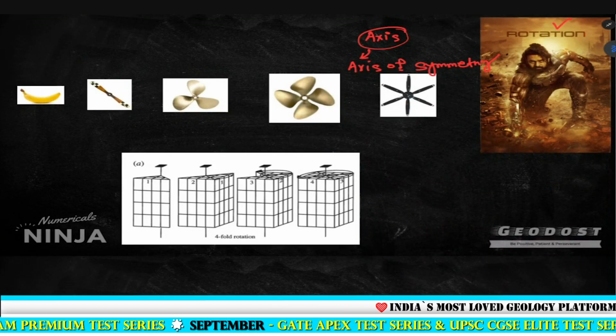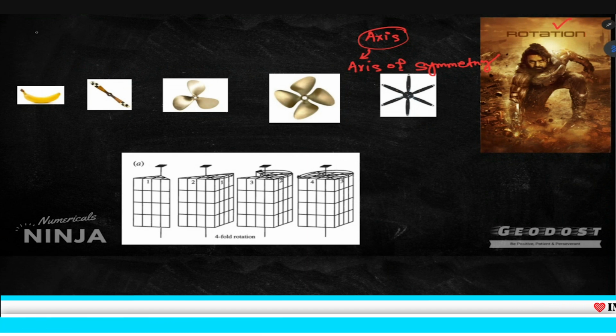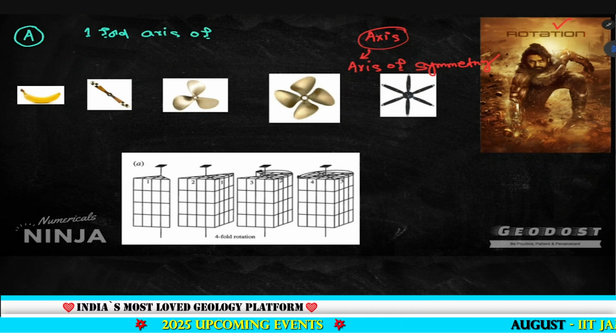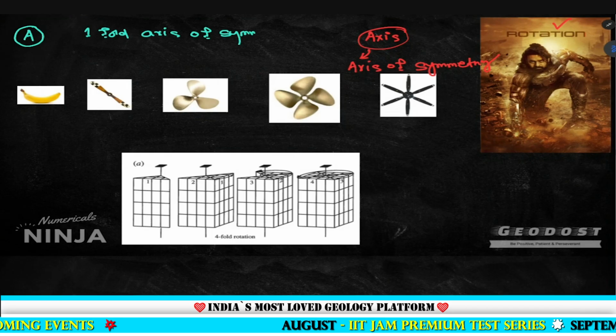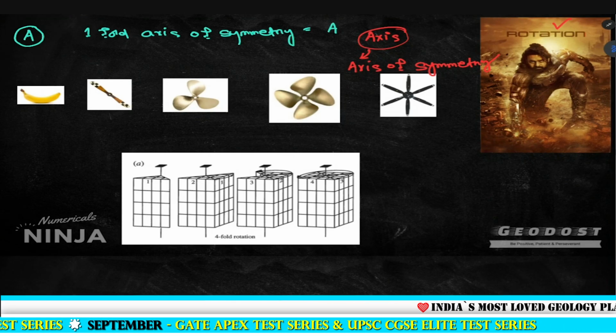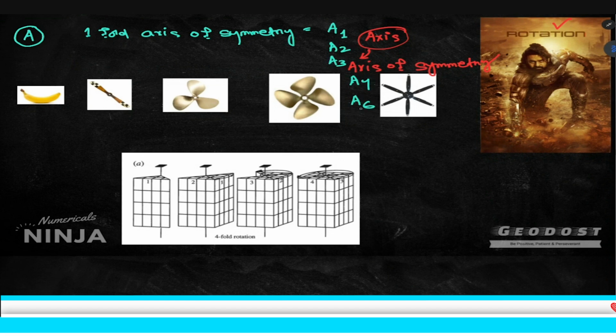तो axis of symmetry cases में क्या होगा? The repetition of motifs by a set of uniform rotation about an axis. Okay, इसका denotation क्या होता है? It is going to be denoted as capital A. Okay, capital A means if you are going to talk about one fold axis of symmetry, then what it will be? It will be A1. Okay, so like that there will be A2, A3, A4, A6.